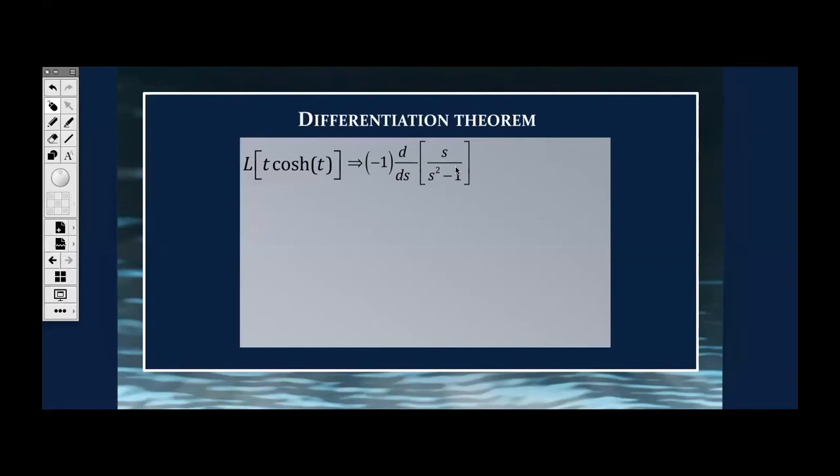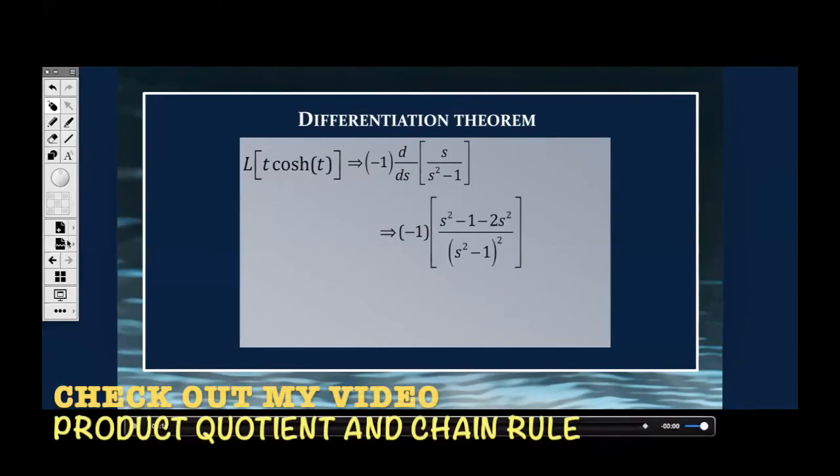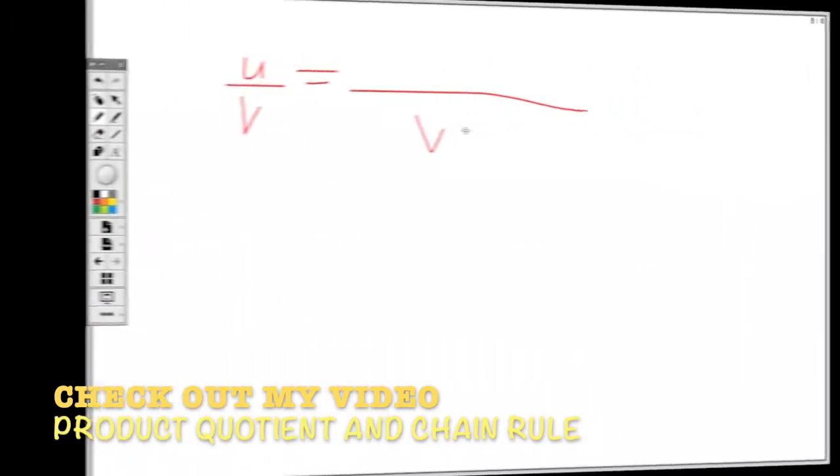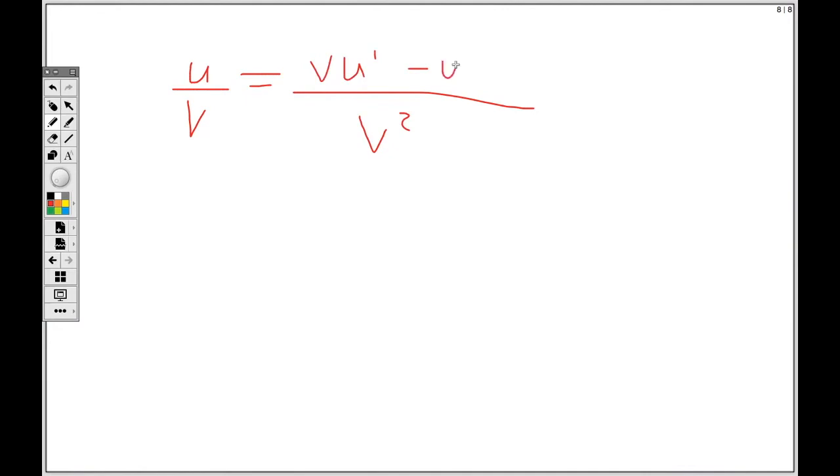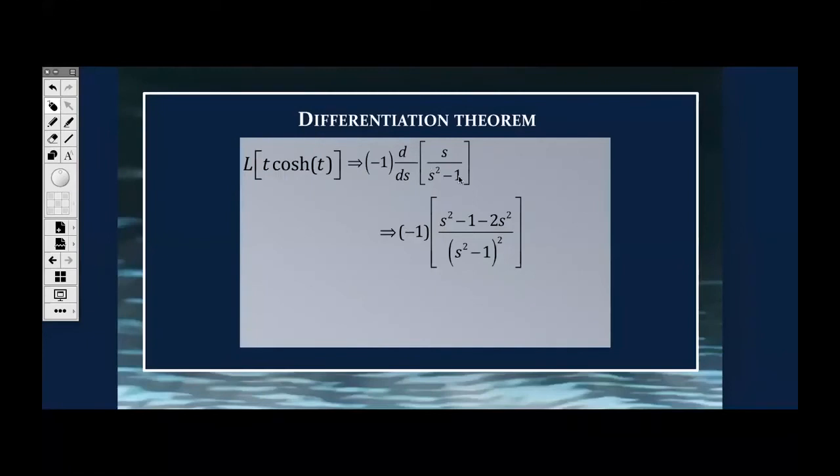Now, looking at this, we can assign u to be s and v to be s squared minus 1. Let me remind you, you can go back to my video on quotient rule: we have v squared in the denominator, and in the numerator I have v u prime minus u v prime. And this is the quotient rule that I'm going to apply. So applying the quotient rule, I'm going to have s squared minus 1 all squared. So that's my v all squared.